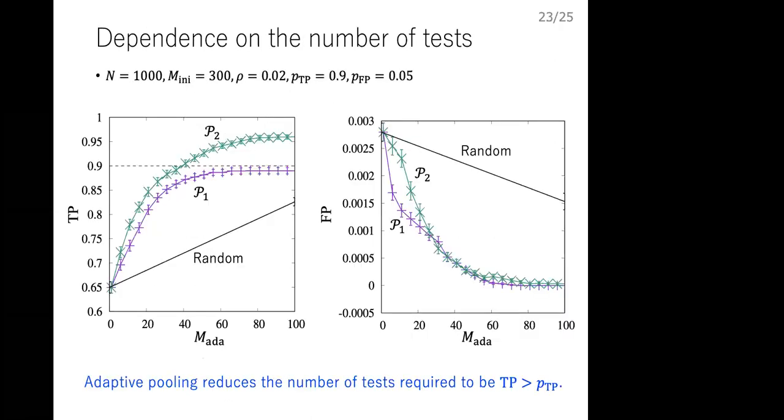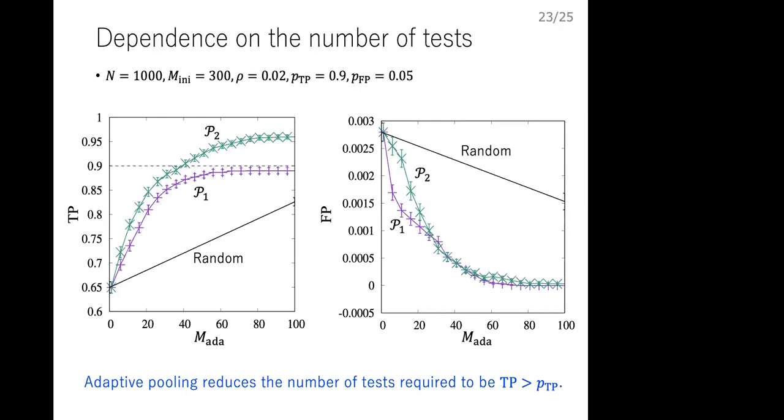These figures show TP and FP for the adaptive test. These solid lines denoted by random are the result of the random test. In this simulation, 300 tests are performed in the initial stage. In particular for TP, TP larger than PTP is achieved by 340 tests in the adaptive test of P2. The dashed line indicates the condition TP equal to PTP, and the points over this line mean the TP is larger than the PTP in the test.